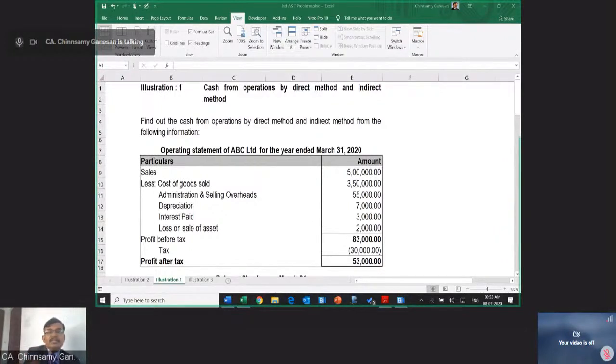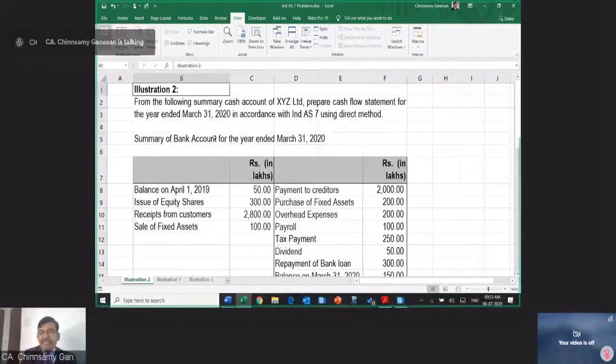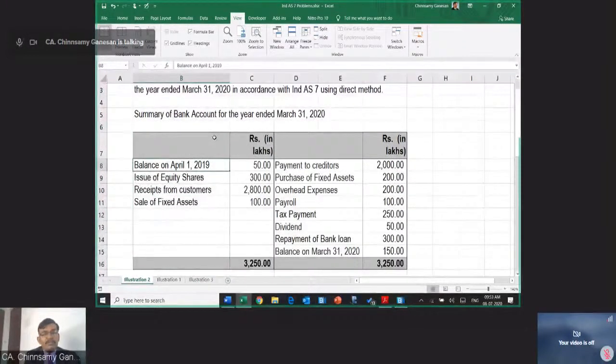I will take illustration 2 first because it is on the direct method, and then we will contrast it with the indirect method. What they have given is nothing but a bank account. As I have told, whatever are your cash inflows and outflows in a kacha cash book, that is nothing but your cash flow statement. Instead of taking the opening balance and closing balance as it is, we are starting with the operating cash flows, investing cash flows, and financing cash flows, and then net changes in cash and cash equivalents during the period.